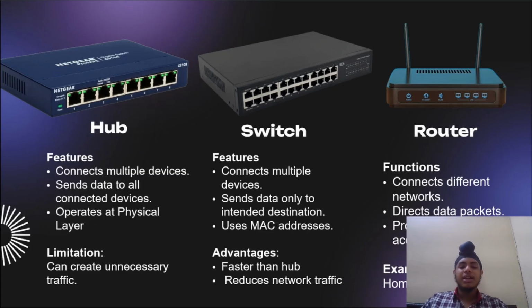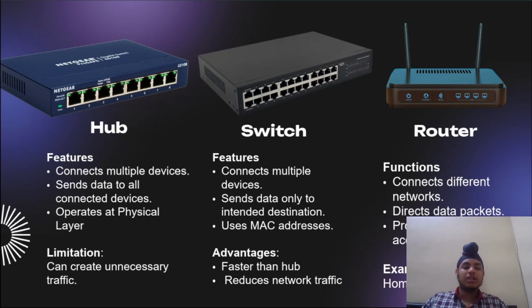Next comes the router. The router connects different networks, directs data packets, provides internet access. While a switch connects individual computers together, a router connects entire networks together. Think of a router like a traffic police officer at a busy intersection. It constantly reads the IP addresses to direct your data packets down the fastest possible path to the internet. Example, home Wi-Fi router.